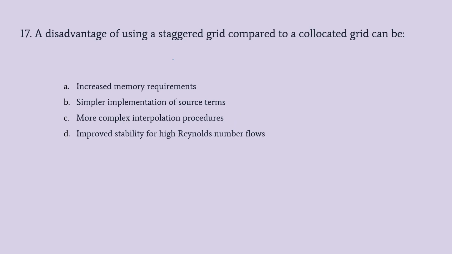We already discussed the main difference between staggered grid and collocated grid. In staggered grid, the pressure and velocities are stored at different locations. In collocated grid, they are stored at the same location. So what is the disadvantage of staggered grid over collocated grid? Try to answer the question. It's another simple question.